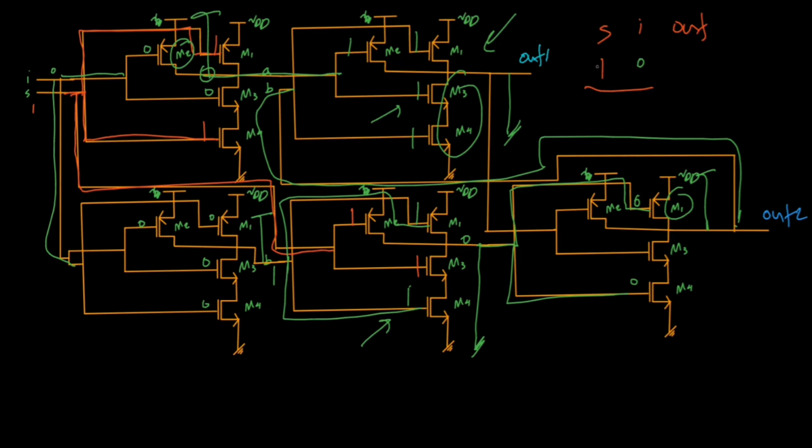So you see, when S is equal to 1, if I is equal to 0, it doesn't matter what the previous value of out is. The out would definitely be equal to 0.